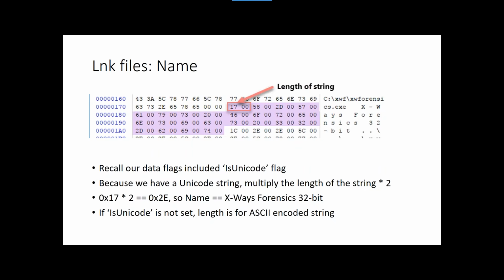But one of the other data flags that was set in our header is the Unicode flag. Because of that, we need to account for the length of the string. We basically have to multiply that by 2 because of the way Unicode works. That's how many bytes we would read. Then we can decode it, and we have our value, and there's the name that we saw in our patient screenshot, X-Ways Forensics 32-bit. If the Unicode flag is not set, you just read that number of bytes because it's 1 byte per character. You're good to go.